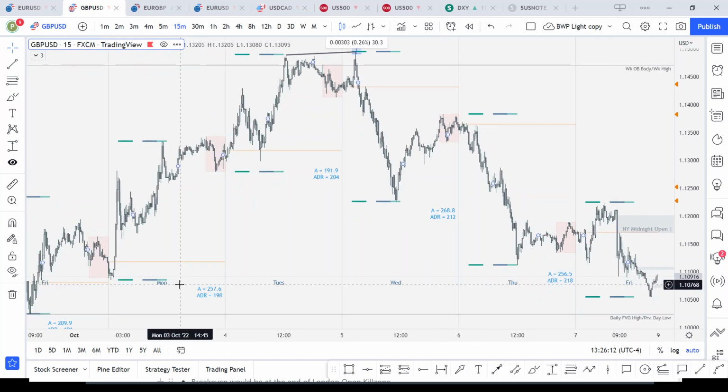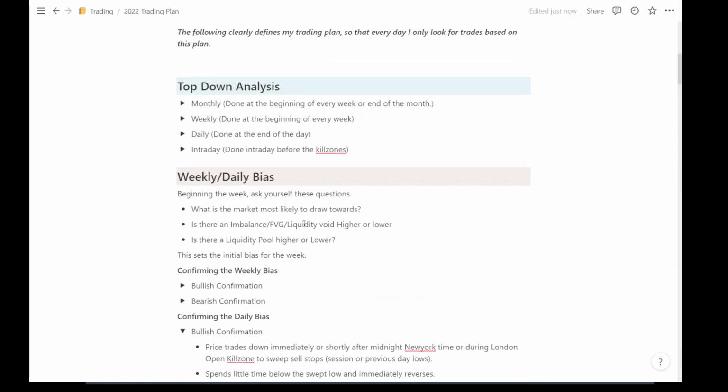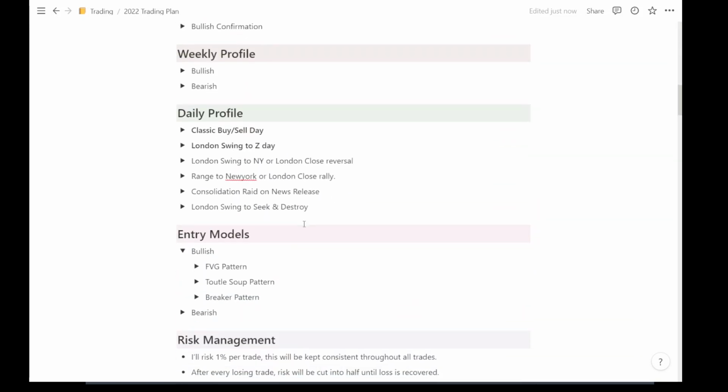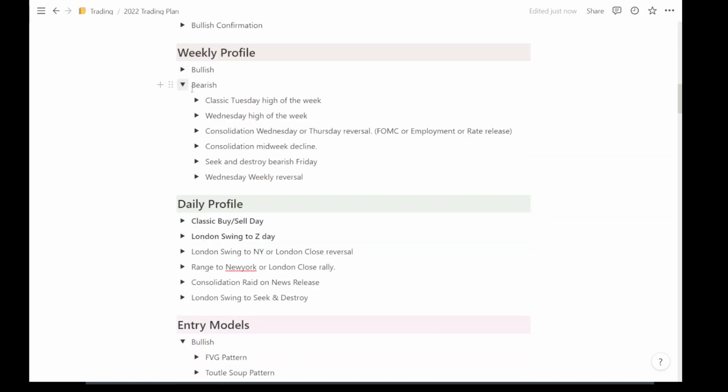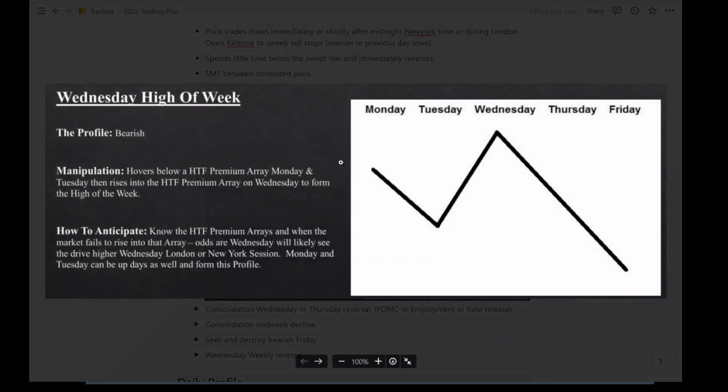So the one shot one kill, this is Wednesday high of the week. The profile here is Wednesday high of the week. Let me show you again from my journal. This Wednesday high of the week, where is it? Weekly profile, this is bearish. Wednesday high of the week.